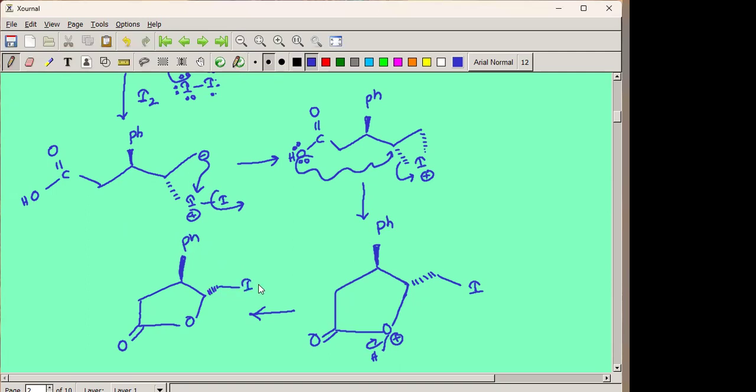So this is formed. So this is a product. Is it clear?